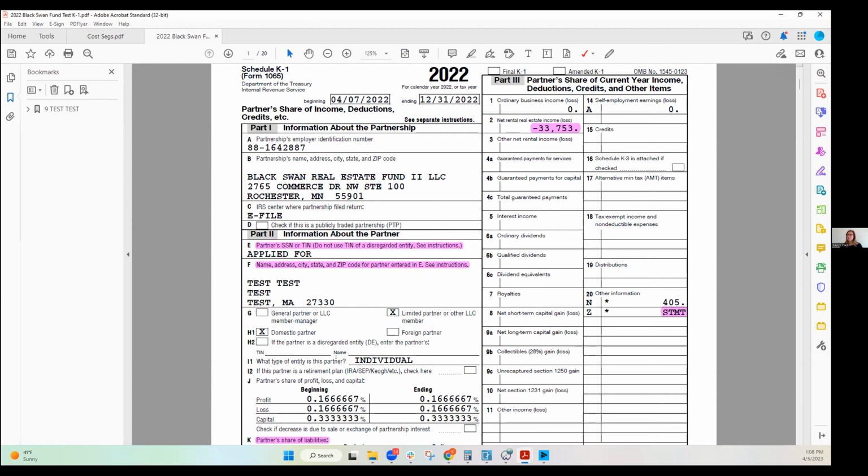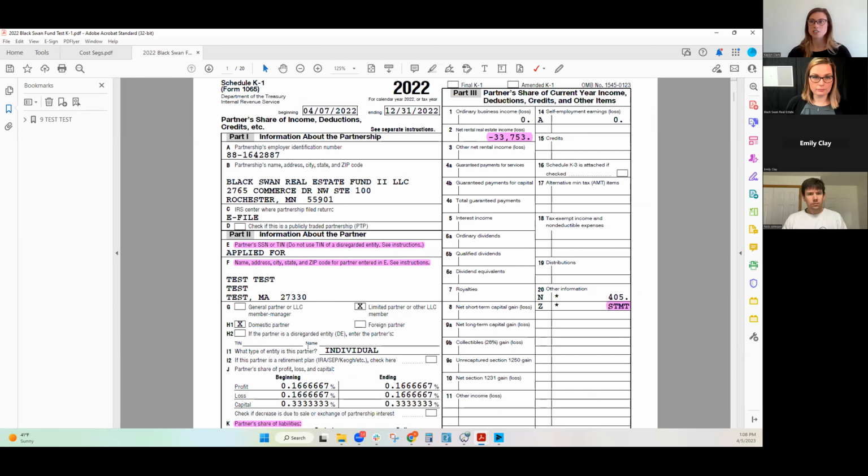Everything on the left side is purely informational. It's just your information. But then on the right side of the K-1 is where all the tax magic happens. So the right side is what is going to affect your individual tax return every year. You'll see ordinary business income and loss is blank. It is generally 0 for real estate partnerships.